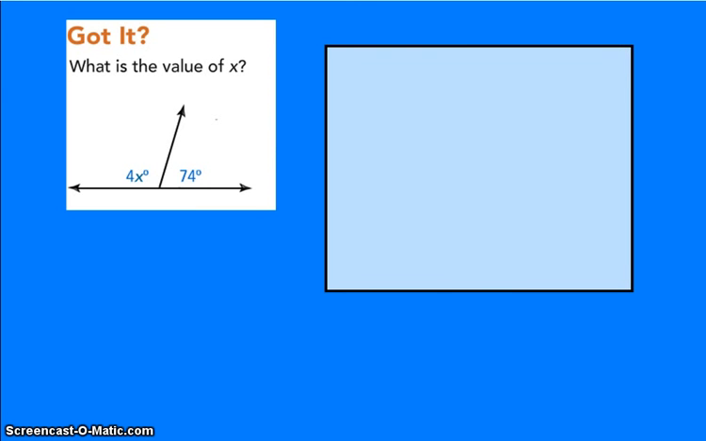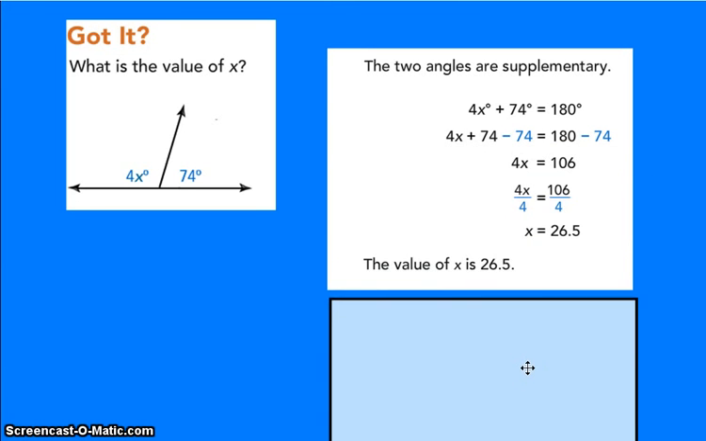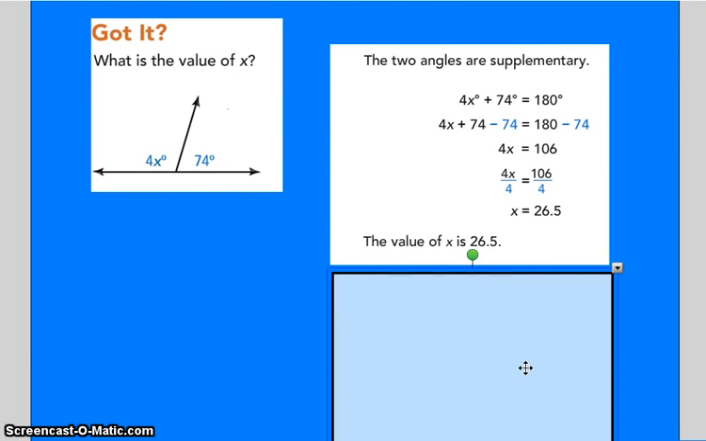What is the value of x? 4x plus 74 equals 180 degrees. We solve for x. X equals 26 5/10.